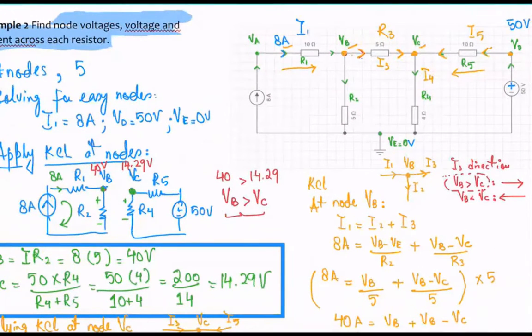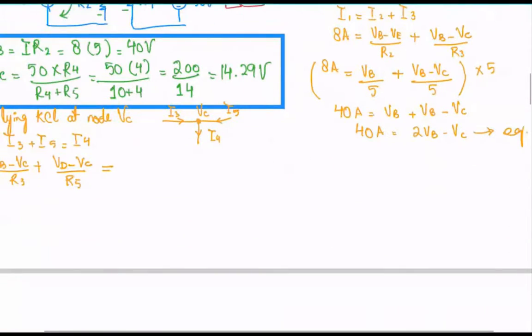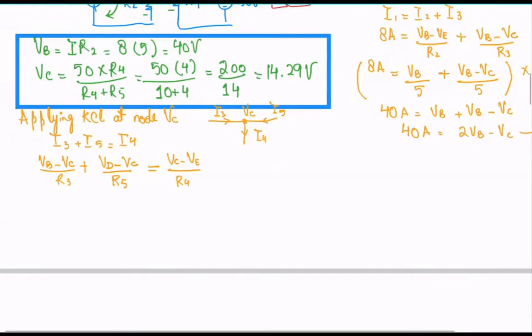For I4, again applying Ohm's law here, the voltage will be the potential difference between these two nodes here, correct? VE being 0, so I can just simply write VC, or maybe I can just write the whole thing. So this will be VC minus VE over R4. Okay, all right. Now I am going to plug in the values here.